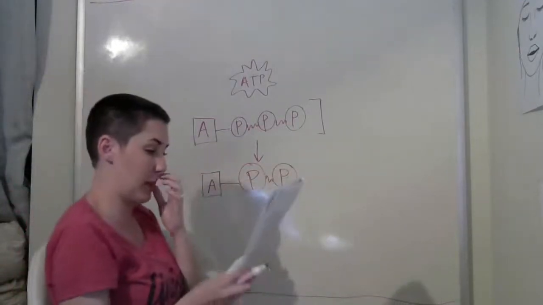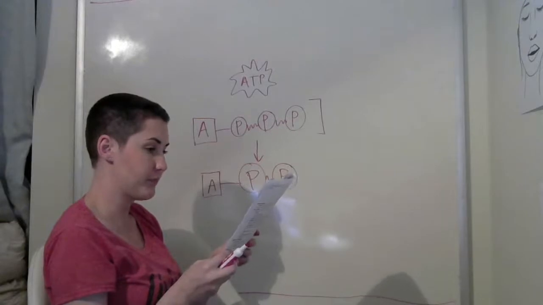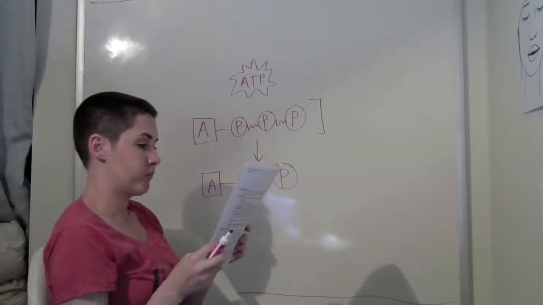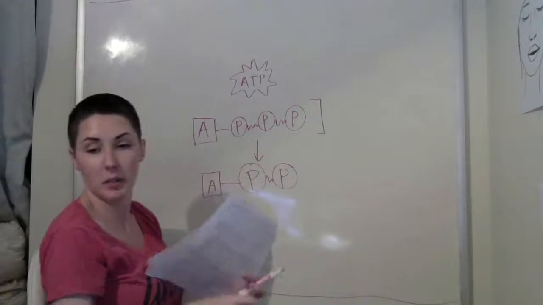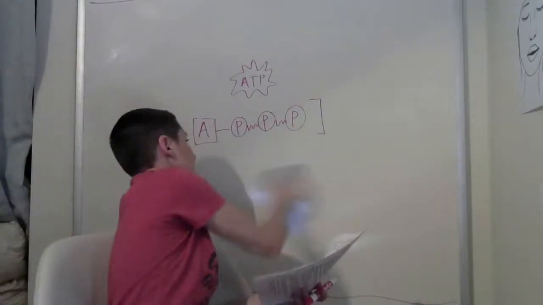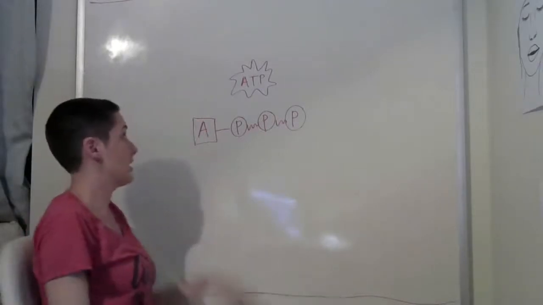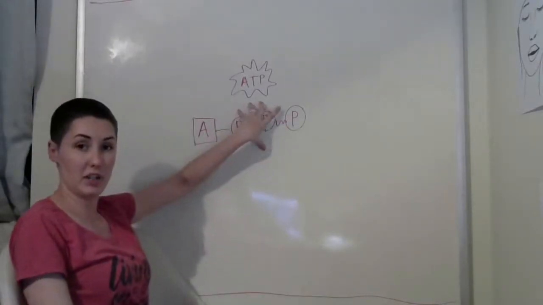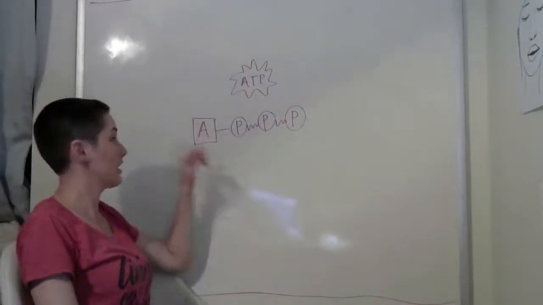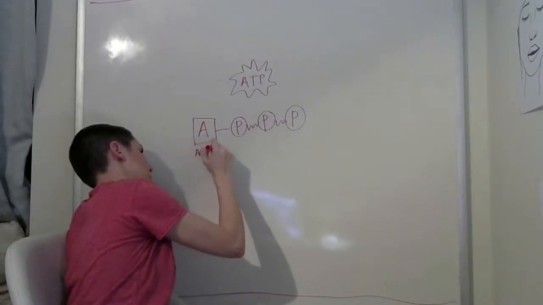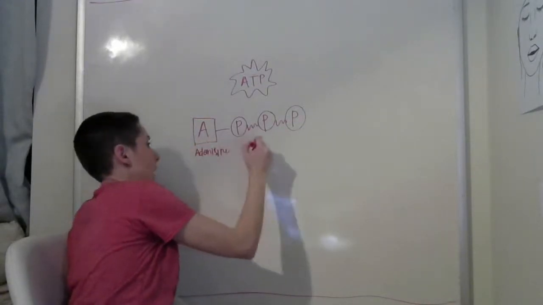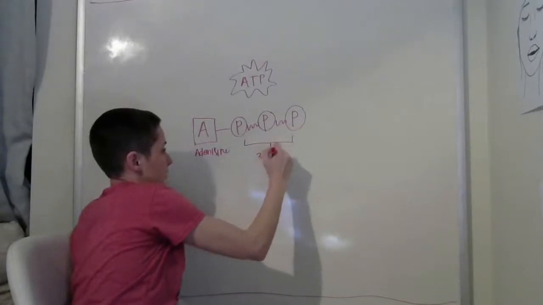Okay, I'm going to try and break it down a little bit better. Okay, let me try this again. It makes sense when I'm writing it out, but it's hard to explain. All right, so this is ATP. This is energy. ATP essentially is energy. So we have an adenosine. This is an adenosine molecule. And then we have 3 phosphate groups.